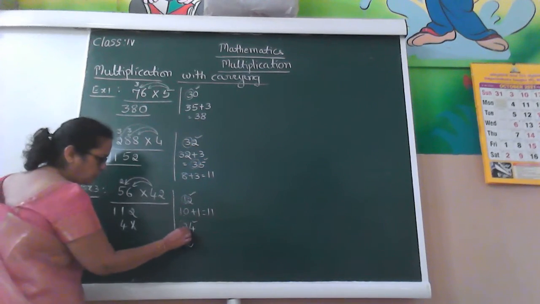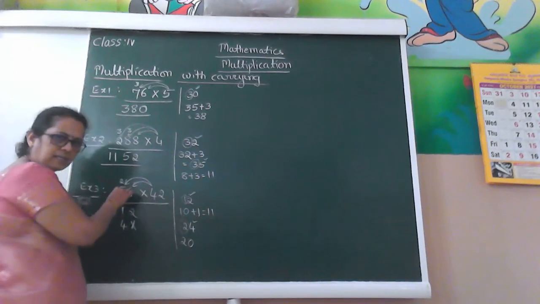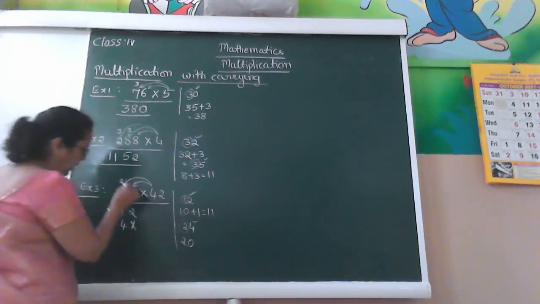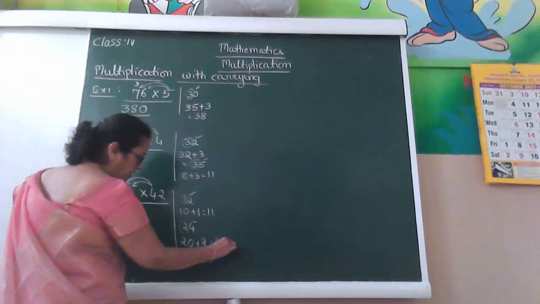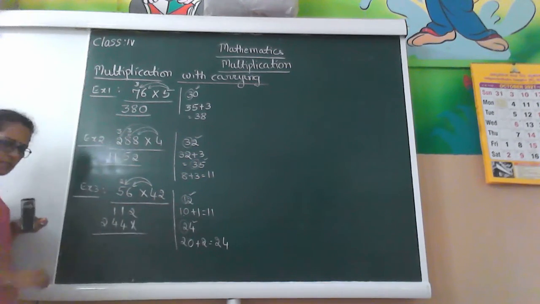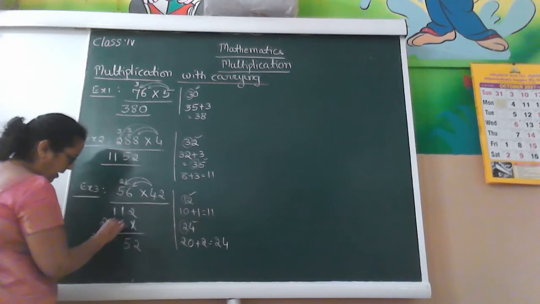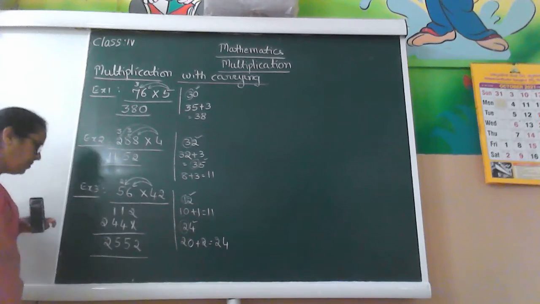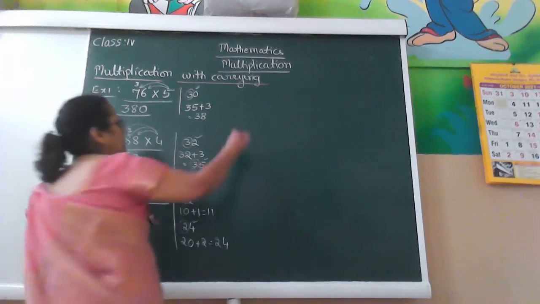4 fives. This 2 I have given as a carry. 4 fives are 20 and what about carry here? Plus 2. That is 22. Write this 22, then add it. 2, 4 plus 1, 5. Again 4 plus 1, 5. 2 as it is. 2552 is the product.